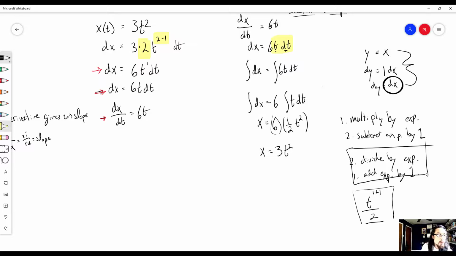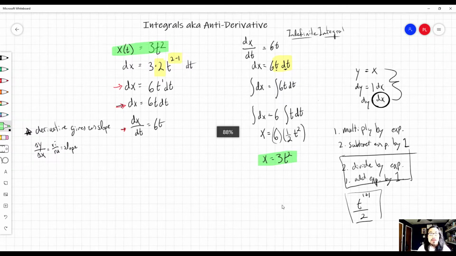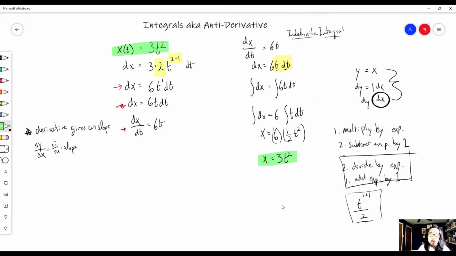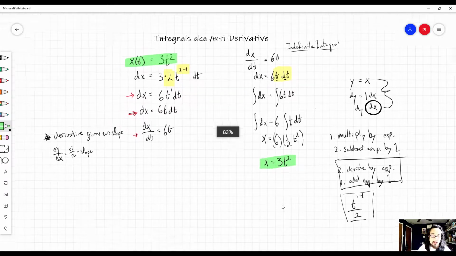All right, now let's compare our answers. The original function that we started off with was x is equal to 3t squared, and our ending function is 3t squared. So we have successfully reversed the derivative, which is what the integral tells us. In the next video, I'm going to go over more examples, but before we do that, I want to make sure you understand what integrals actually tell us, what this whole process is giving us.